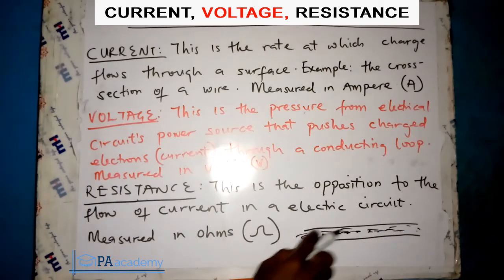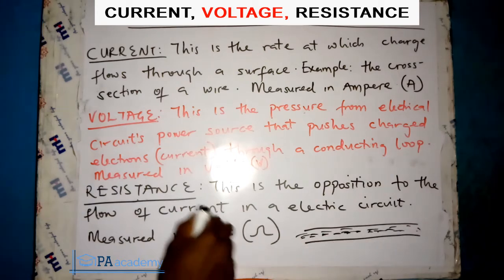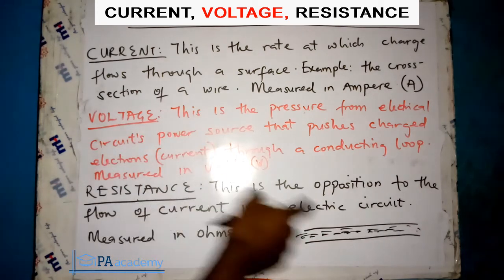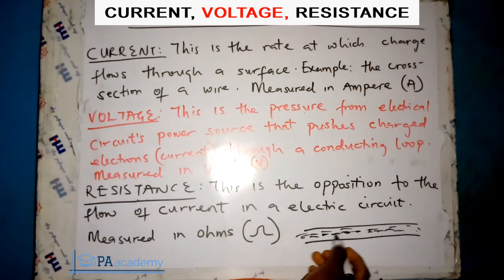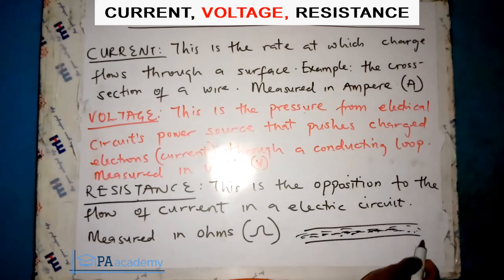Whether the charges are moving very fast or very slow, it is determined by what? By the voltage from the power source, which determines the pressure with which these charges will be flowing. Take for example, if you have a pipe and you have water running through it, if the pressure of the water is very high, you see that the water will be flowing very fast. But once the pressure is very low, the water will just be dropping once it gets to the tip of the pipe.